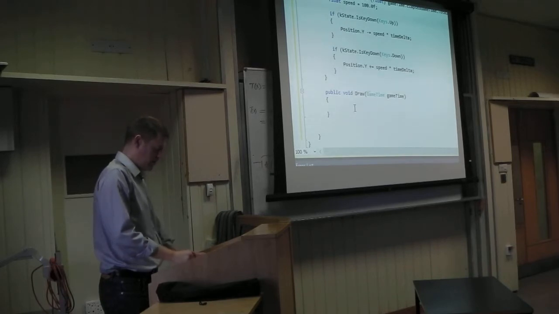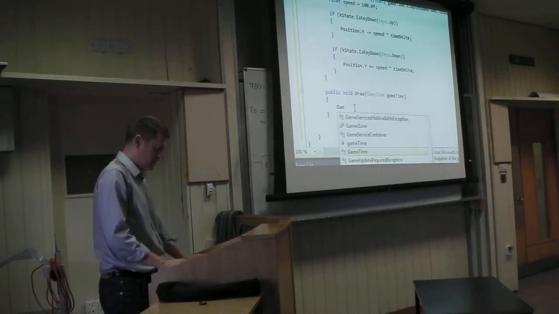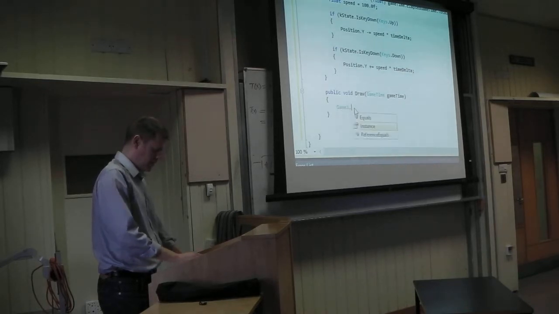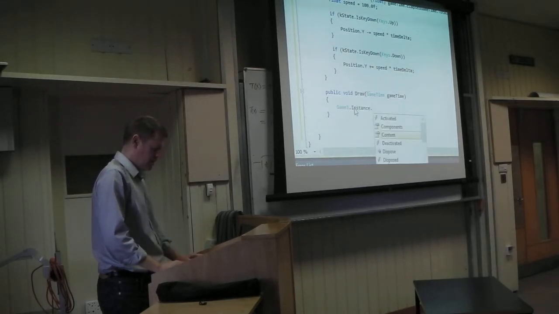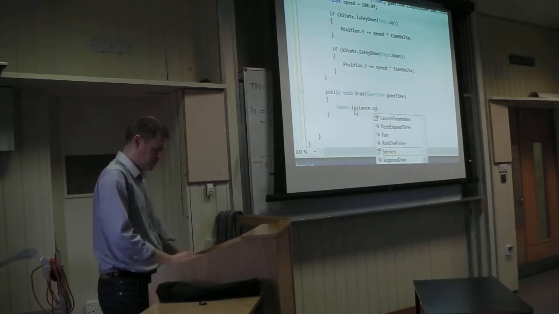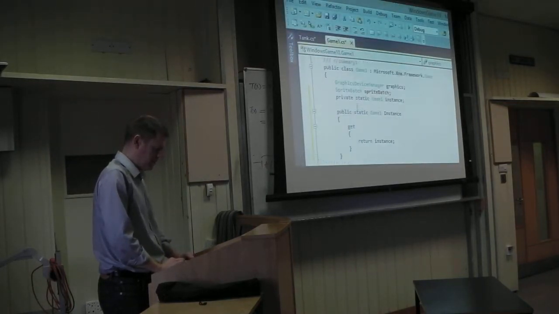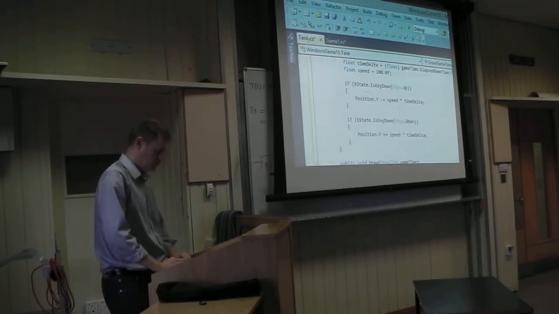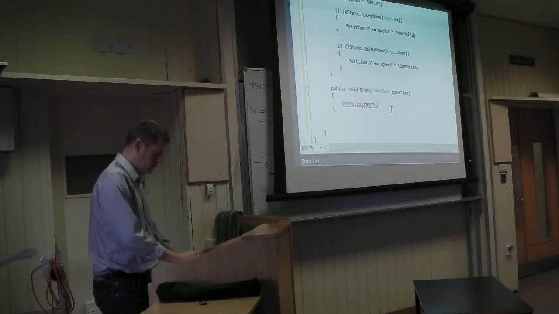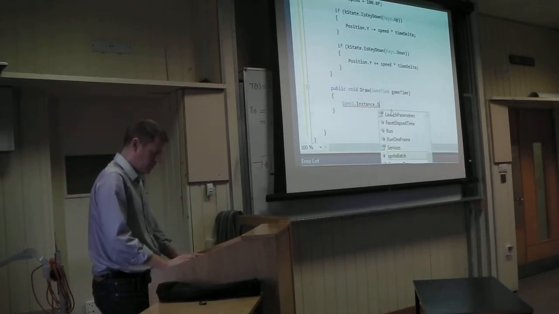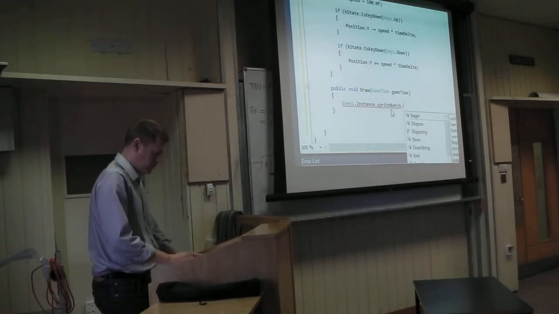Alright, so what you have to do is go Game1, because you have to get access to the Game1.instance and you're going to get access to the sprite batch. So in order to make that happen, you have to make the sprite batch public. So there's the spriteBatch.Draw.